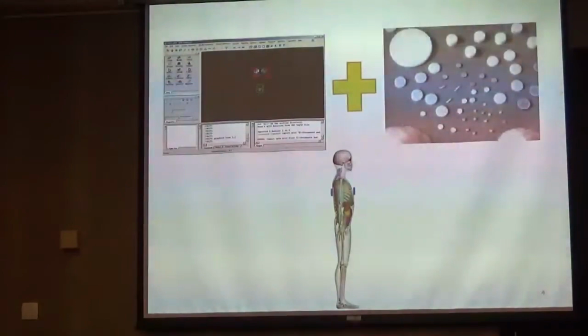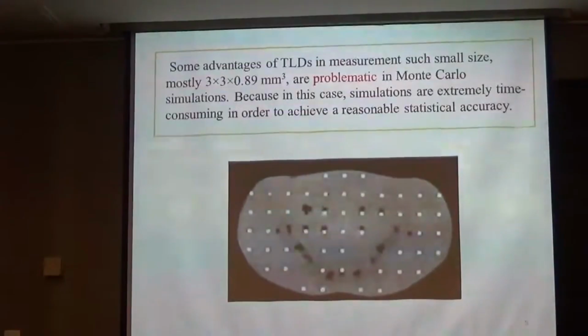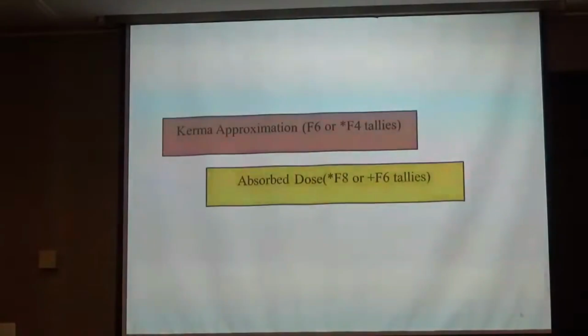The basic point for employing a Monte Carlo code is its ability to provide accurate estimations within tolerable runtime. Some advantages of TLDs in measurements, such as small size, mostly 3 by 3 by 0.89 cubic millimeters, are problematic in Monte Carlo simulation, because in this case simulations are extremely time consuming in order to achieve a reasonable statistical accuracy. One way to reduce the runtime is to establish the electron equilibrium.